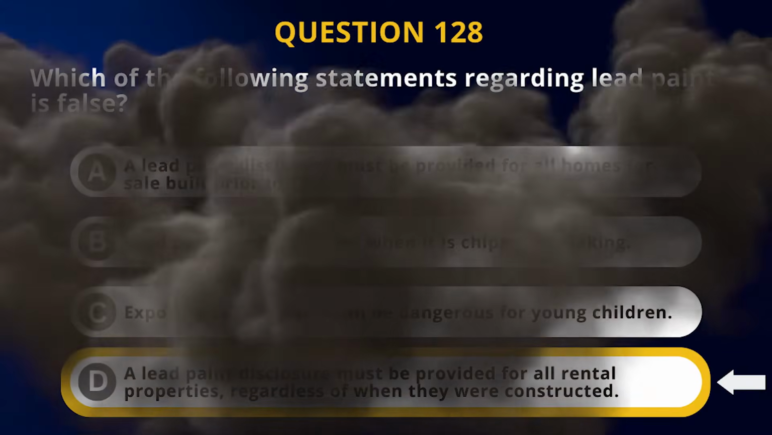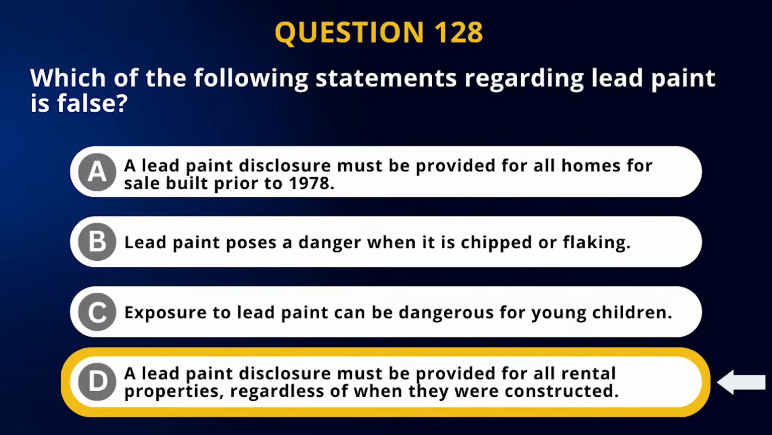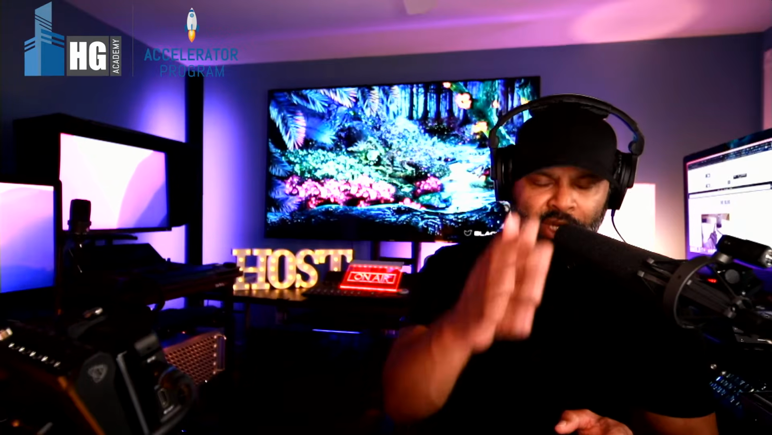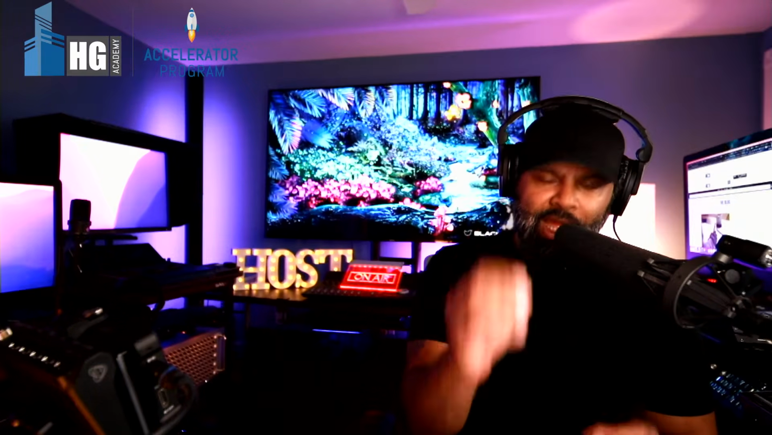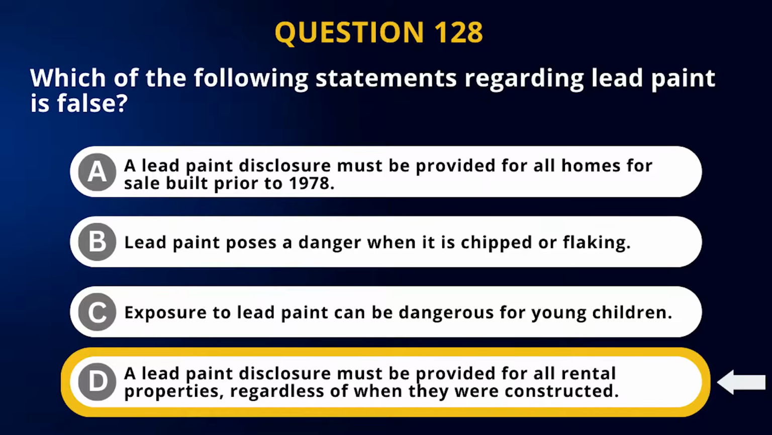Letter D. A lead paint disclosure must be provided for all rental properties regardless of when they were constructed. Okay, the big date for lead is 1978, so homes built prior to 1978 have a high probability of containing lead, and therefore the law still states that you need to give the lead disclosure for those particular instances, whether it be a sale, or a rental in many states, like in Massachusetts.